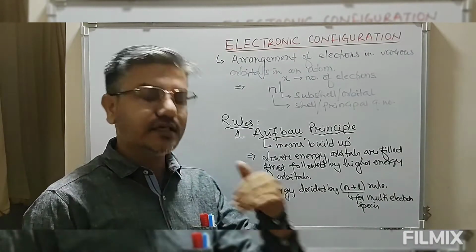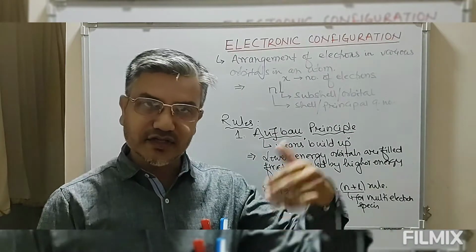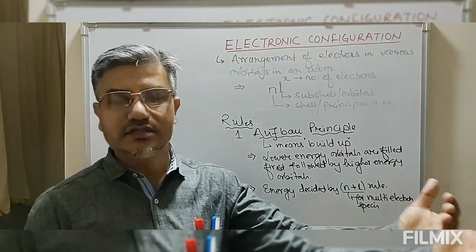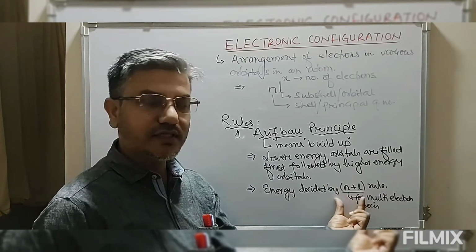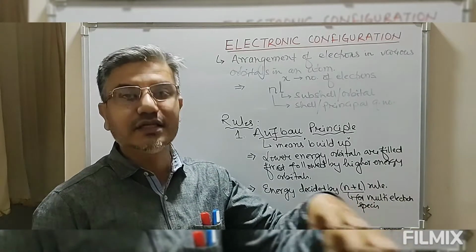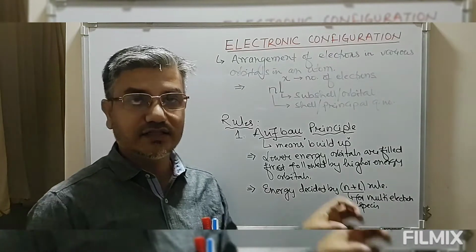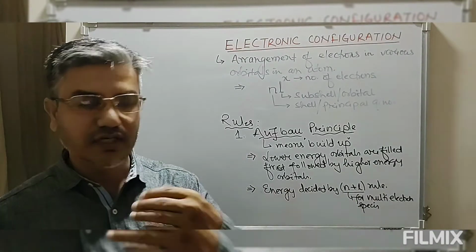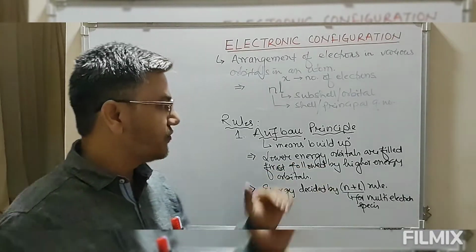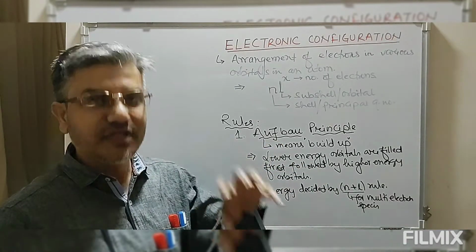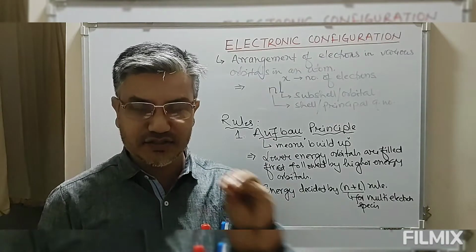So simply saying, electrons are entering various energy orbitals in order of increasing energies of the orbitals, and energy is being decided by this n plus l if the system is a multi-electron species, and if the system contains only one electron, that is hydrogen or hydrogen-like species, then energy depends only on the quantum number n. So this is how we follow the above principle. Simply saying, we have to follow the energy order of various atomic orbitals.